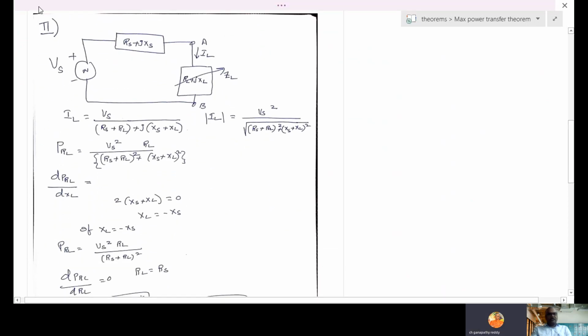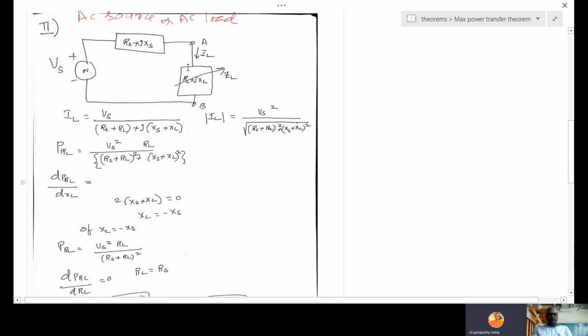Now let us go into the second case. What is the second case? AC source and AC load. So AC source will have a frequency and reactance will come. So Rs plus jXS is the source impedance. RL plus jXL is the load impedance ZL, connected across A and B.